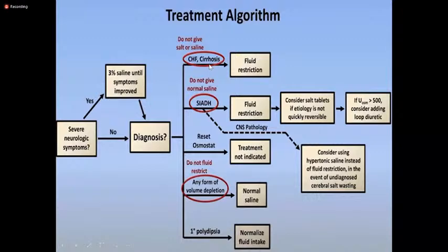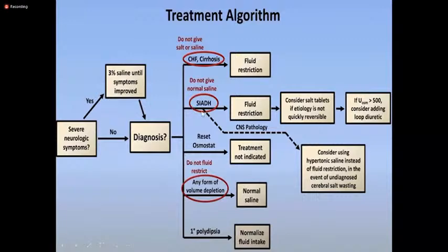So in patients who present with heart failure, liver cirrhosis, or nephrotic syndrome, patients who are basically in fluid overload, you want to restrict fluid. For patients with features suggestive of SIAD, syndrome of inappropriate ADH secretion, you also want to restrict fluid. But if the hyponatremia does not correct with fluid restriction alone, you can consider giving oral sodium tablets. And if the urine osmolality is greater than 500, you can consider adding a loop diuretic.